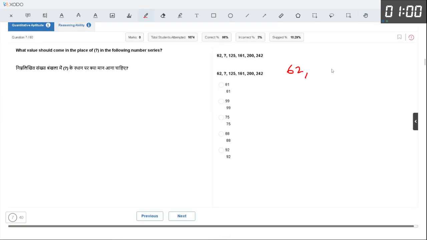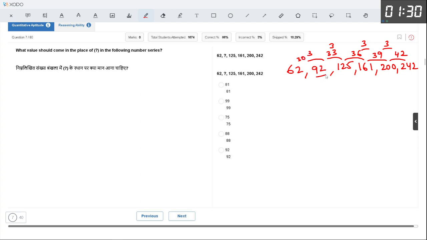62, 125, 161, 200, 242. So check here what it means. 36 here, 39 here, 42. See here increasing 3, so here also increasing 3, 33. Here also increasing 3, 30. So 30 means 92. Got it?